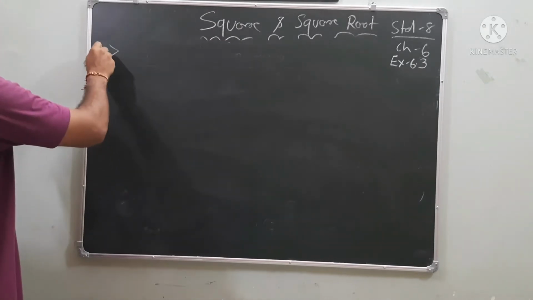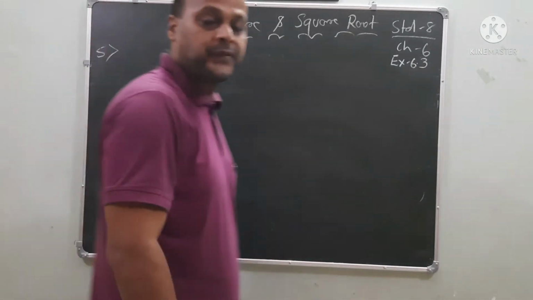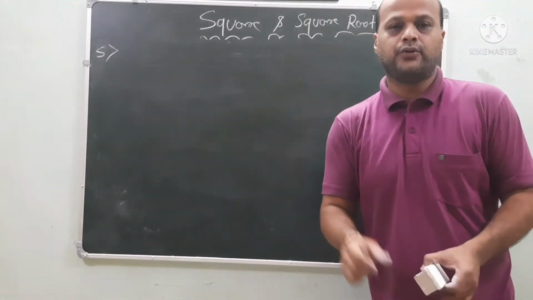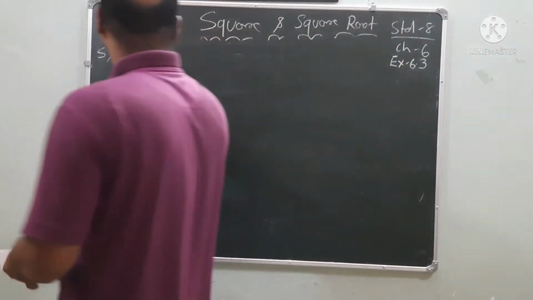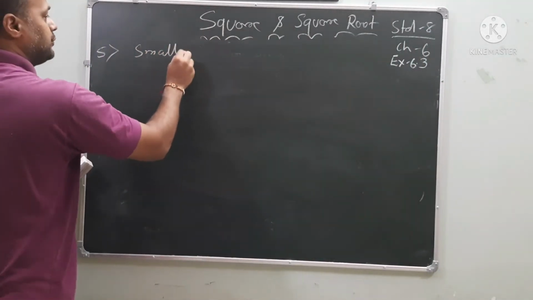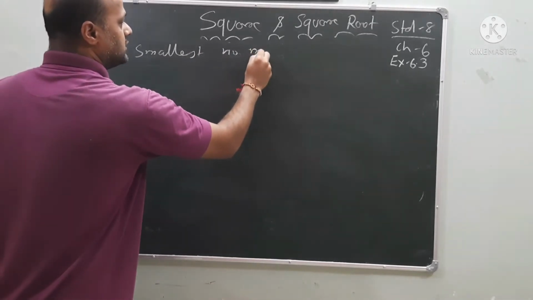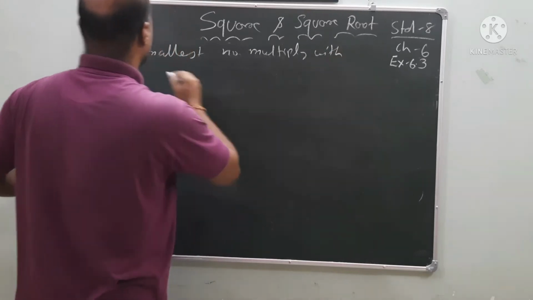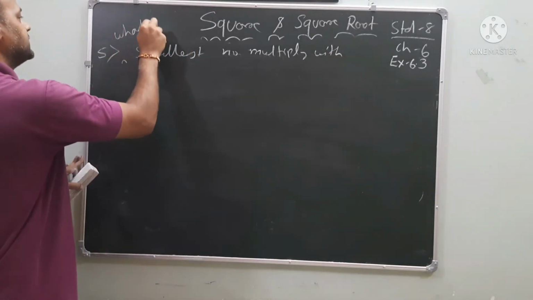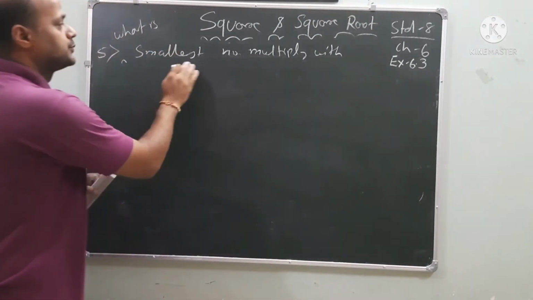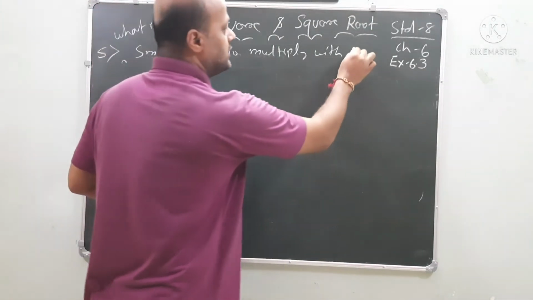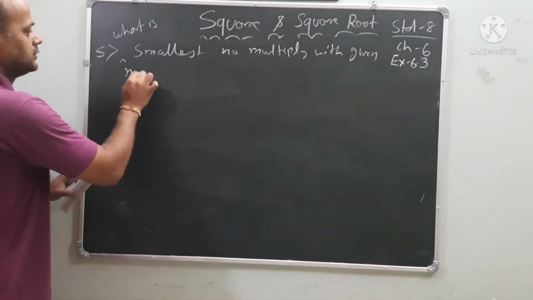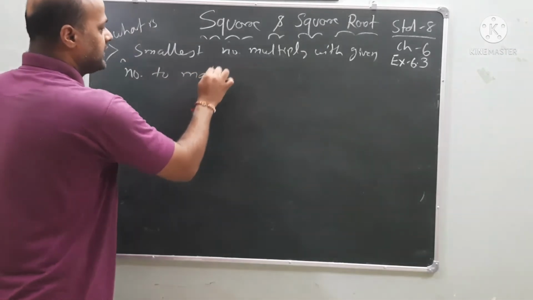Now go for the fifth one. What is the fifth one saying? The fifth one is asking what will be the smallest number that I multiply with the given number. What is the question asking? What is the smallest number multiplied with the given number? Given number means numbers are given. We will discuss it: the given number to make it a perfect square.